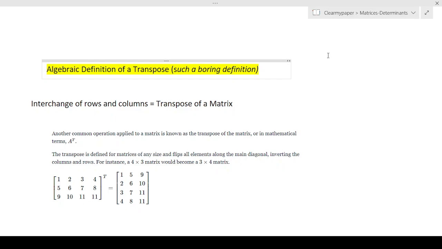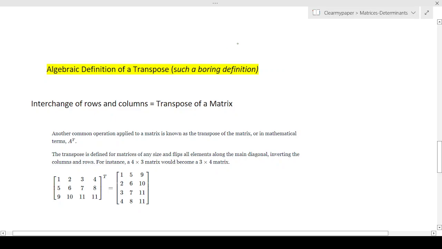So what is the transpose of a matrix, and what is the boring definition that textbooks give? If you open up any textbook, you'll see this is how they open up. The transpose of a matrix is nothing but the interchange of rows and columns. Suppose a matrix is given to you, and you have rows and columns. This is row 1 and row 2, and this is column 1, column 2 and column 3. If you interchange them, it becomes the transpose of the matrix. Basically, rows become columns and columns become rows.